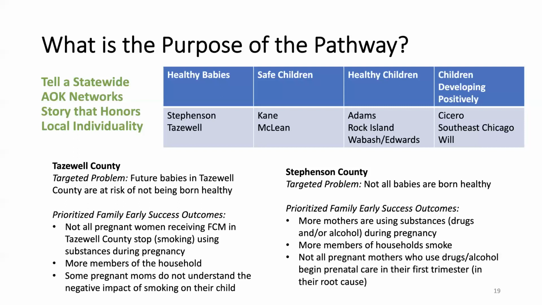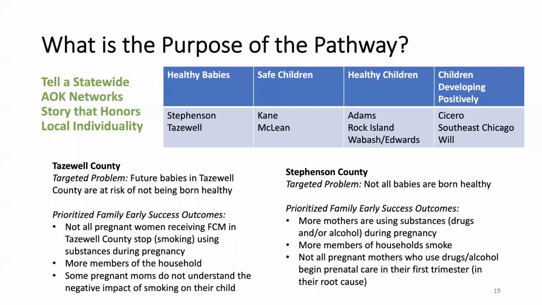And so in that place, the story is similar, but when we look more closely at some of the other very specific outcomes that weren't being achieved, in fact our problems in their community, we see that there are some differences. For example, with Tazewell, future babies there are at risk of not being born healthy because some pregnant women are smoking during pregnancy. But in Stevenson, the issue is more around drugs and alcohol during pregnancy. So they will each need to design their own solutions to the problem.